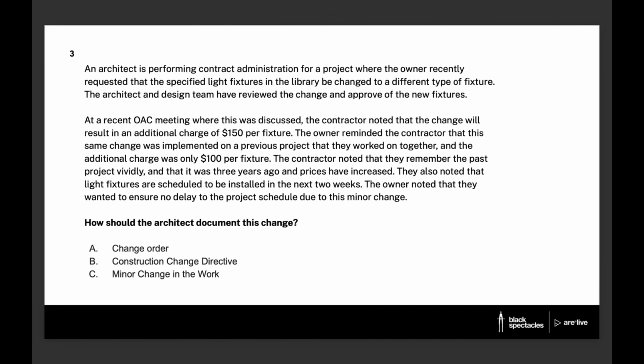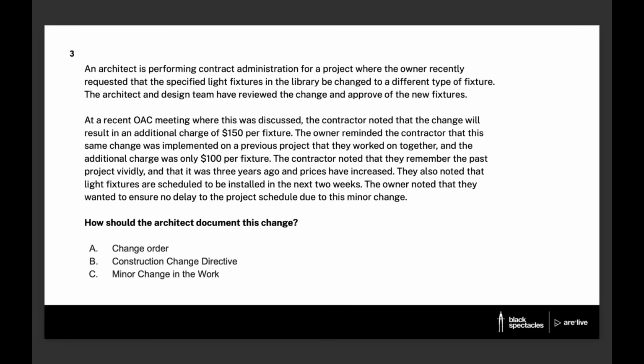So here you've got a really long back and forth to read between the owner and the contractor, but I think after reading it, you probably should come to the conclusion that there's not an agreement on the extent of this change. It's definitely going to cost more. They don't agree how much. The contractor thinks it's $150 per fixture. The owner thinks it's $100 per fixture.